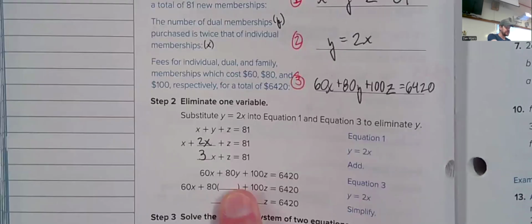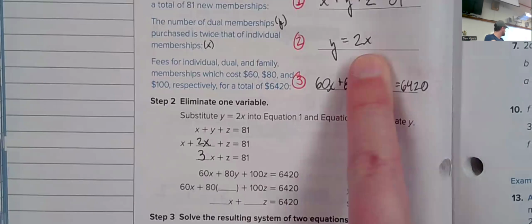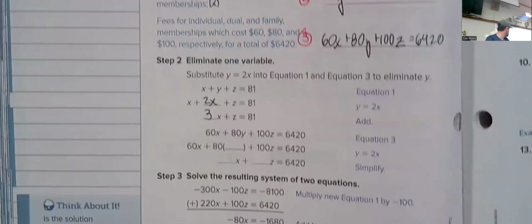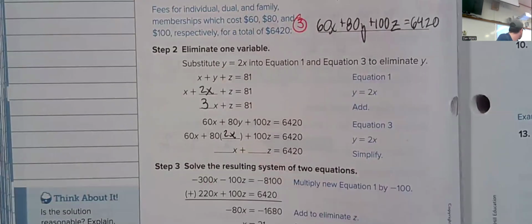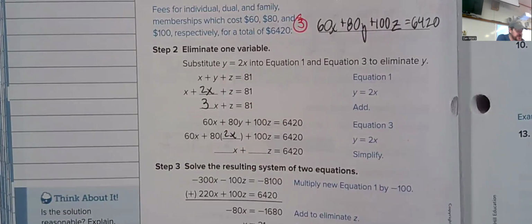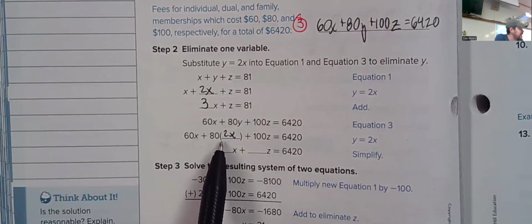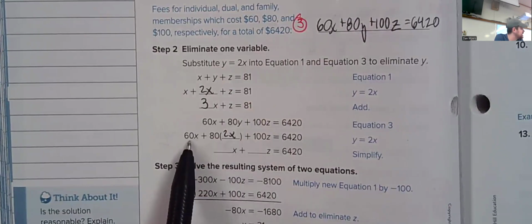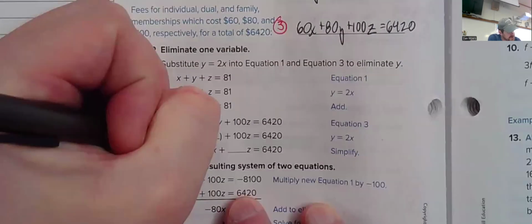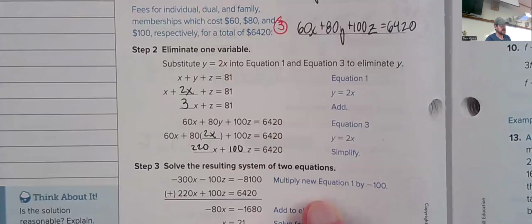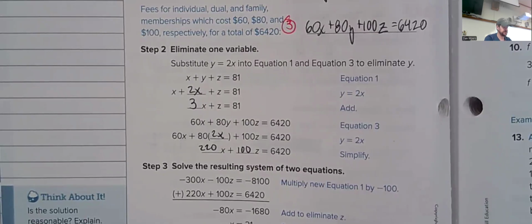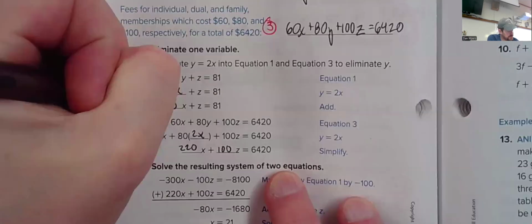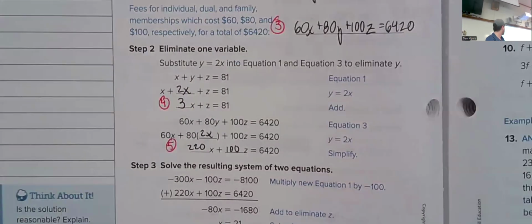So for the next one, we're going to take the third equation and we're going to do the same thing. We're going to plug in 2x for y. So instead of 60x plus 80y, we're going to have 60x plus 80 times 2x, because y and 2x are the same thing. And then if you multiply 80 by 2, what do you get? 160, but that's 160x plus 60x. What's 160 plus 60? 220. So that's 220x plus 100z equals 6420. Now we have equation 4 and equation 5.